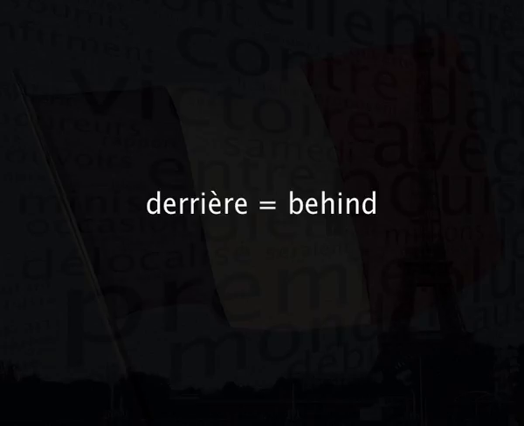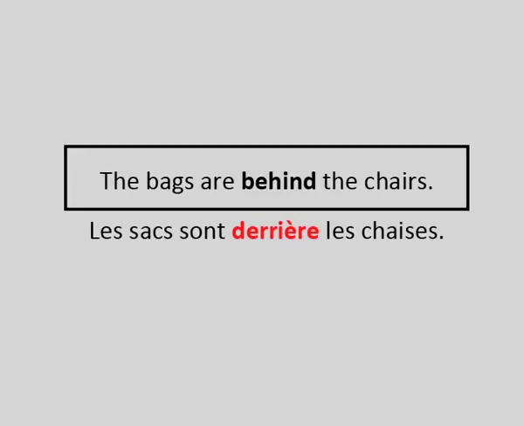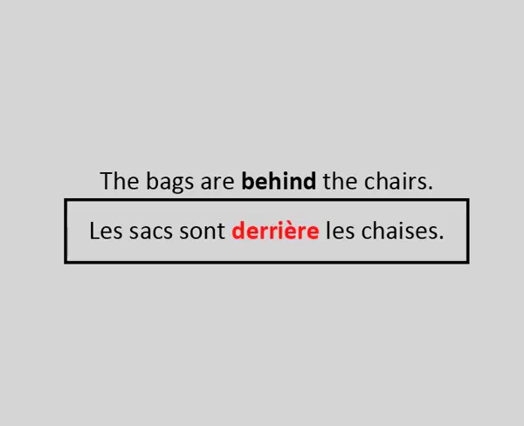Now let us proceed to the preposition derrière. Derrière translates as behind in English. Let's consider the sentence, the bags are behind the chairs. The French equivalent of this sentence is, les sacs sont derrière les chaises.